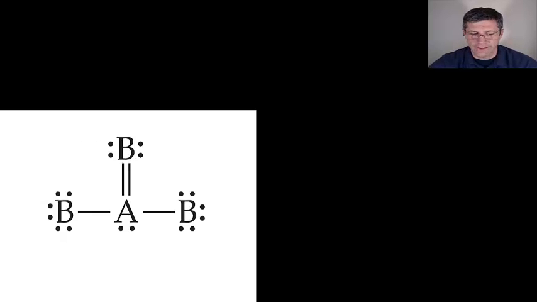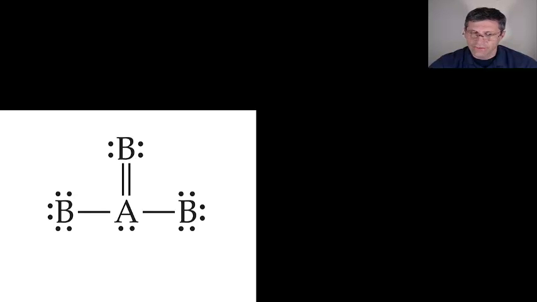Okay, let's look at a model example here. What we're going to be doing is looking at central atoms, in this case the atom A, and we're going to be looking at the electron clouds that surround that atom. It doesn't matter, the B's could be connected to other atoms. All we're looking at is the geometry that's around the central atom A.